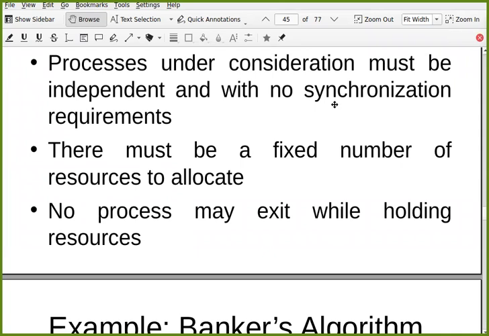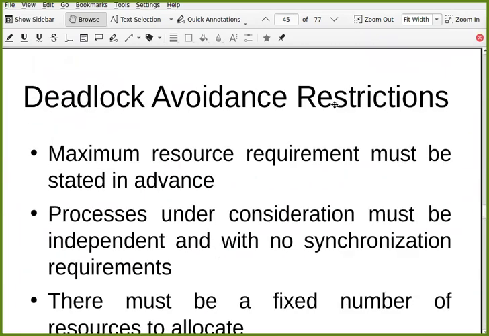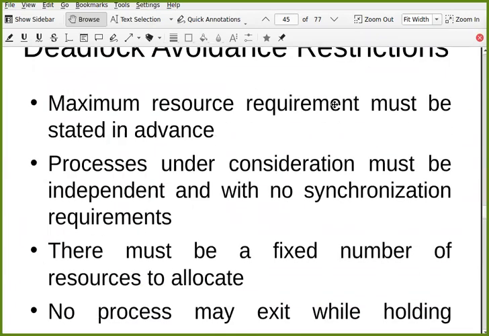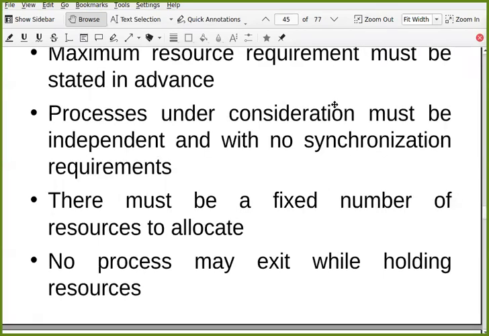So the OS needs to be designed that way: if any process is exiting, being killed, or crashed, whatever the possibility, make sure that the resource is not left with that process. So these are a few restrictions which are applicable if you want to use the deadlock avoidance strategy. But again, these restrictions are not practical every time.